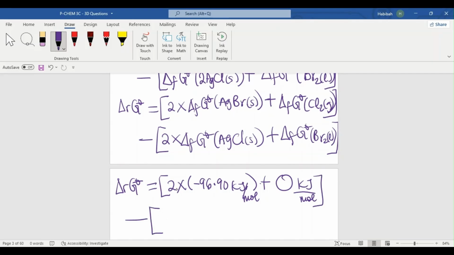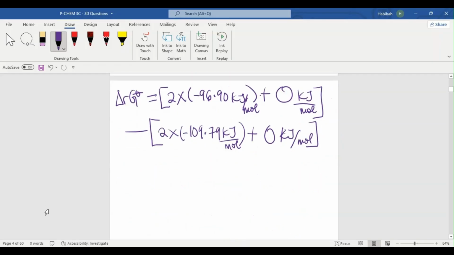Now we're going to deal with the reactant side. 2 times the Gibbs energy of formation for AgCl solid, which we have to be negative 109.79 kilojoule per mole. And we have the Gibbs energy of formation for bromine liquid to simply be 0 kilojoule per mole. The Gibbs energy of reaction is just 2 times negative 96.90 kilojoule per mole, that's negative 193.8 kilojoule per mole. And of course, plus 0, so we don't have to focus on that.